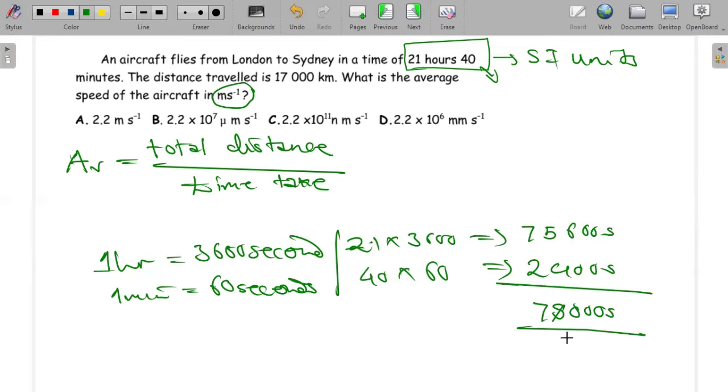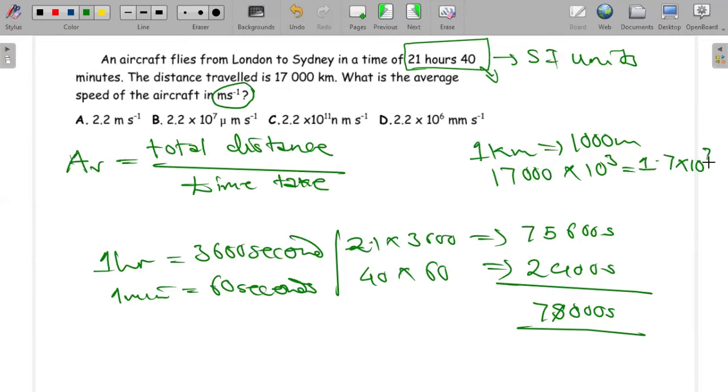So if this is the total time taken, let's now convert our distance into meters. It has also been given in kilometers, and you know 1 kilometer is equal to 1,000 meters. So the 17,000 kilometers that we have there, 17,000 multiplied by 10 to the power 3, which is basically 1,000, will give us our total distance. It will give us 1.7 times 10 to the power 7 meters.